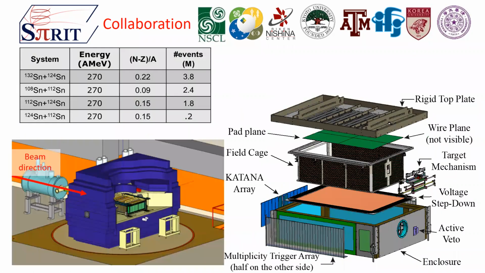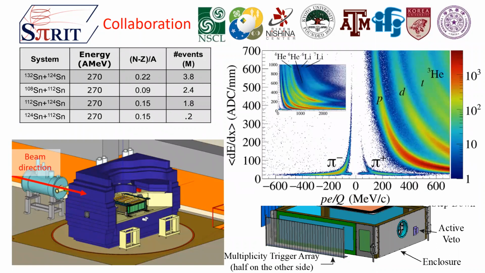So what we did, that was 10 years ago, maybe 12 years ago, we decided to build a time projection chamber. And that time projection chamber, as you can see in here, measures pions, as well as other particles. And we took that to RIKEN because we wanted to use radioactive beams of tin-132 as well as tin-108.